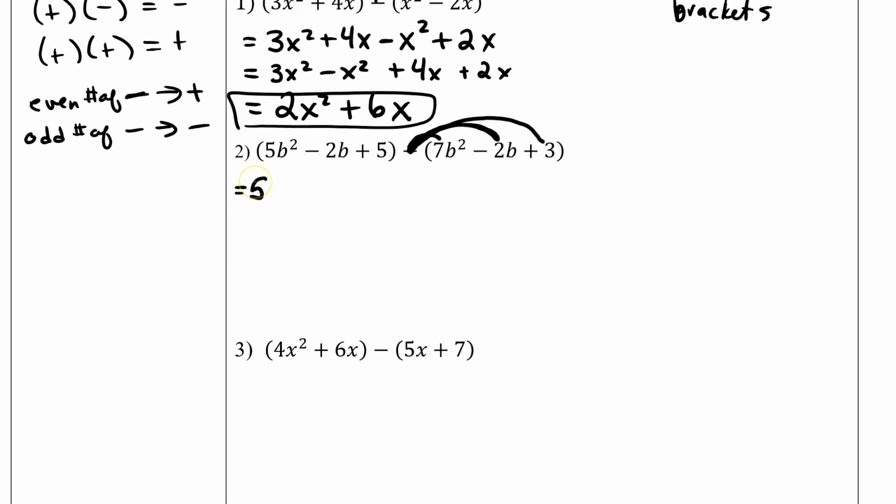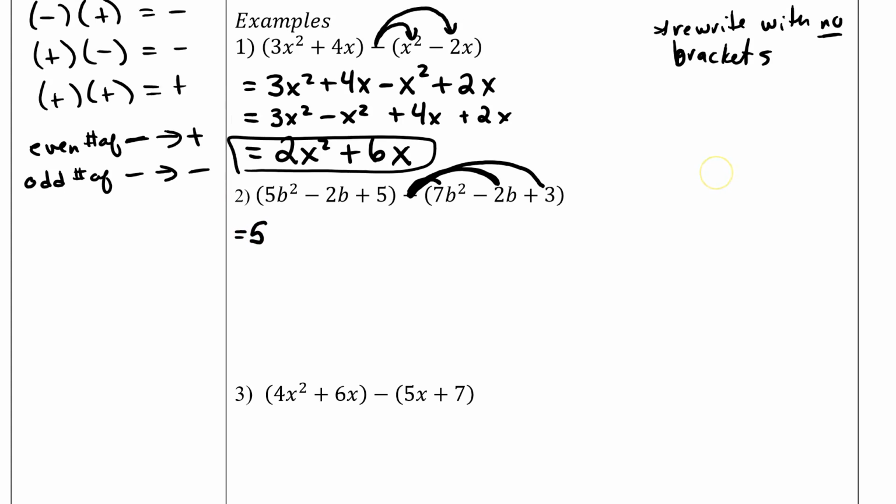So first thing first, I'm going to rewrite with no brackets. So 5b squared minus 2b plus 5. And remember, I can just drop the brackets because there's no negative in front. But I need to distribute this negative. I need to multiply through this bracket by negative 1. So I'm going to say negative 7b squared, negative times a negative is a positive, so plus 2b. Negative times a positive is a negative, so that becomes negative 3.